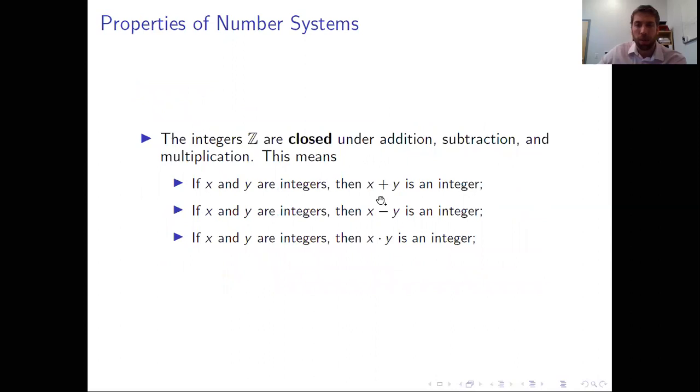Now I'm going to talk about something that's backtracking from our last class. We kind of rushed this, and I think it's important to talk about. The integers, written as blackboard bold Z, are closed under addition, subtraction, and multiplication. This means that if x and y are integers, then x plus y is an integer. If x and y are integers, then x minus y is an integer. If x and y are integers, then x times y is an integer. These are things you can always use from now on. They are true statements, okay?